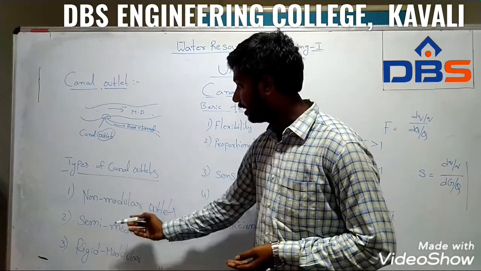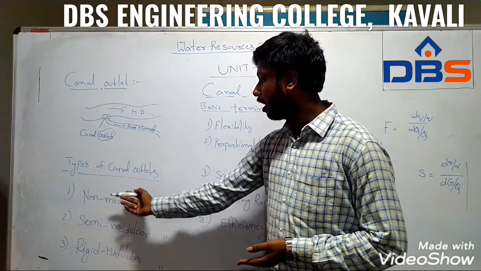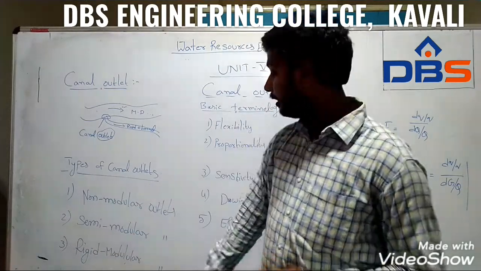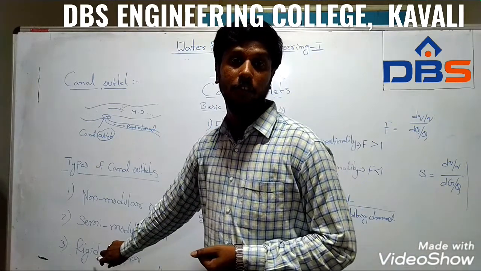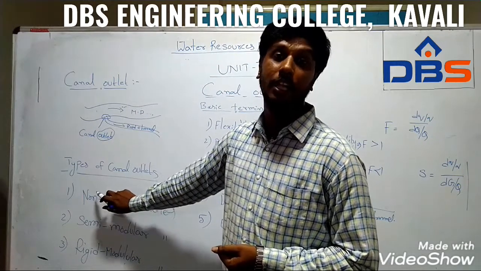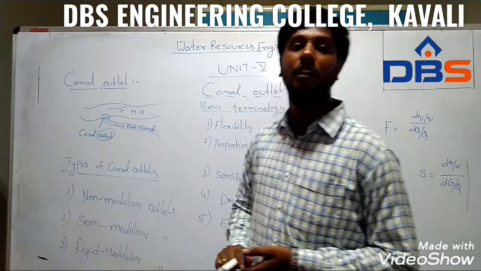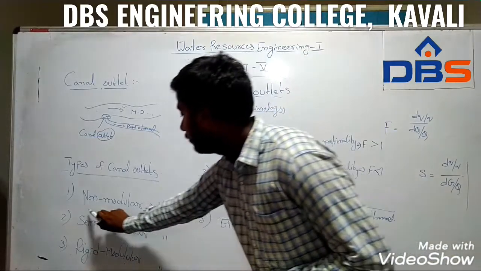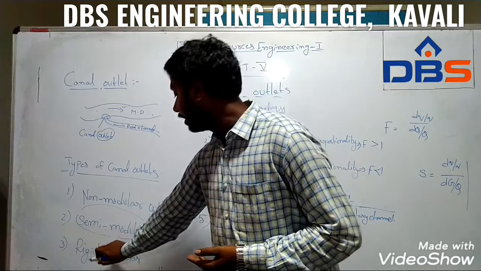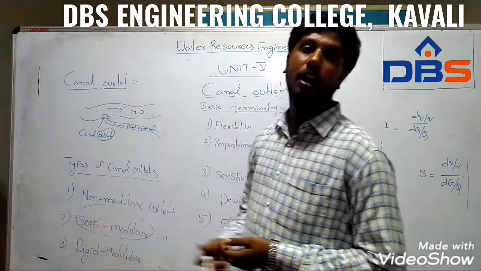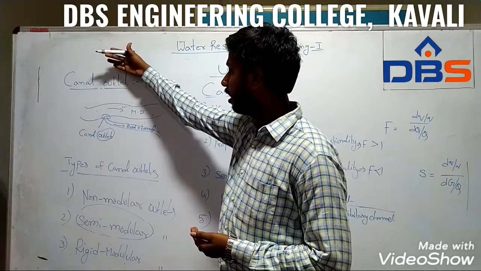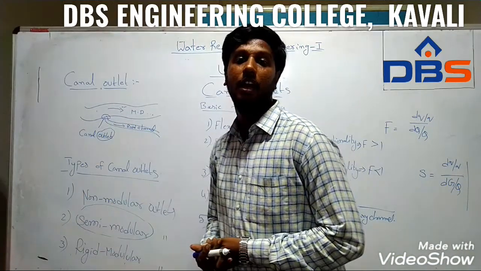So these are the different kinds of outlets: non-modular, semi-modular, and rigid modular. For example, the rigid one is fixed because no change occurs, and the non-modular one is the normal one. The semi-modular can be considered as a hinged one because it has certain limits. Semi-modular has the property that sometimes it works as a rigid modular, sometimes as a non-modular outlet. So this is the description of canal outlets and types of canal outlets.